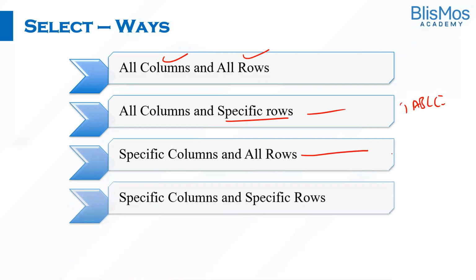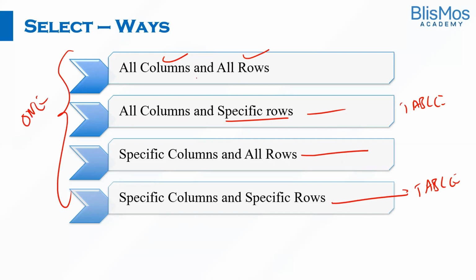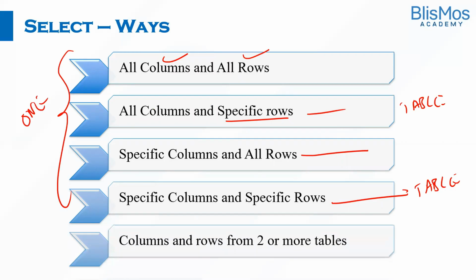We can retrieve specific columns and specific rows from a table, maybe by providing conditions. All these may happen as a part of one table. You can also combine all these things as a part of two or more tables as well. Let us look at a few of them as a part of this lecture.